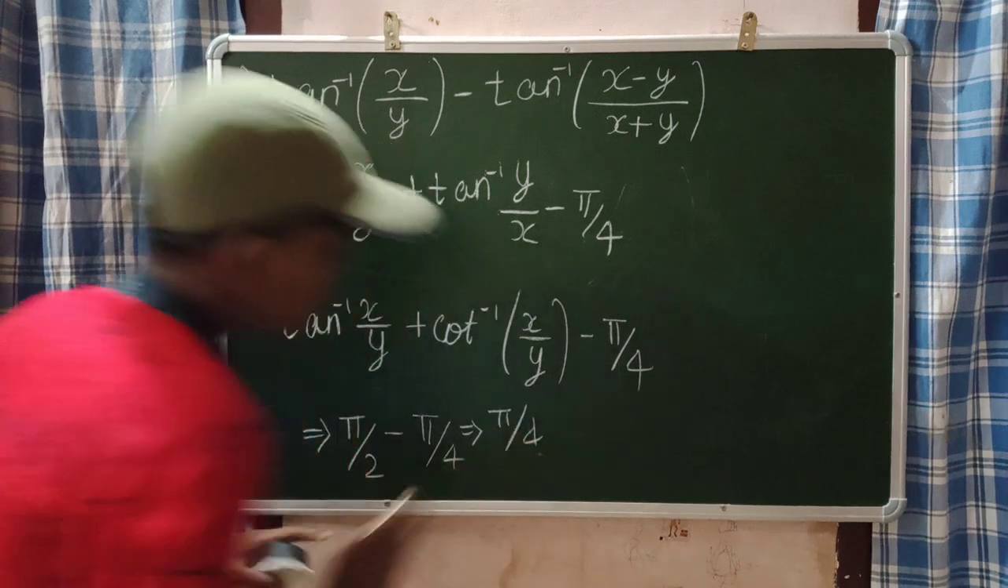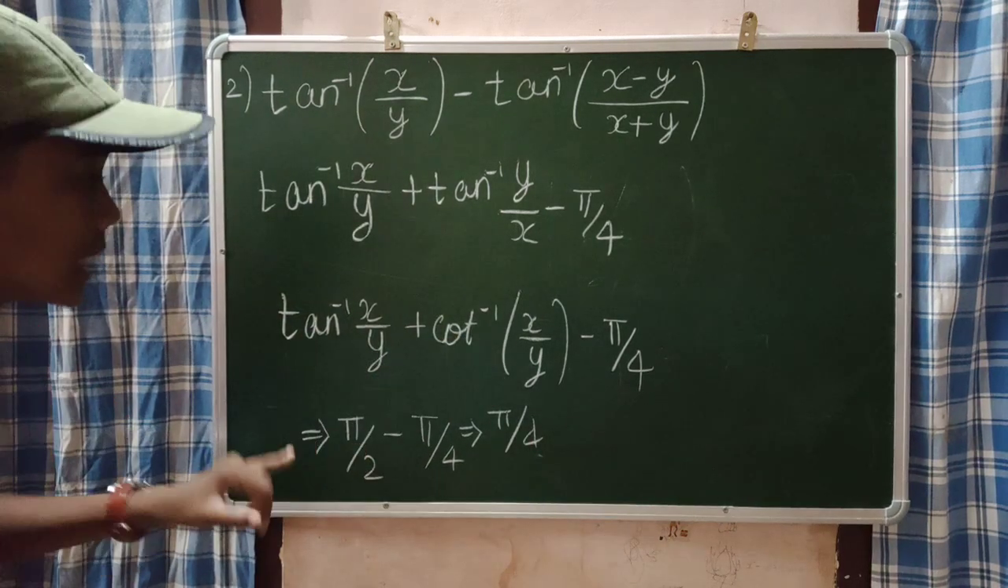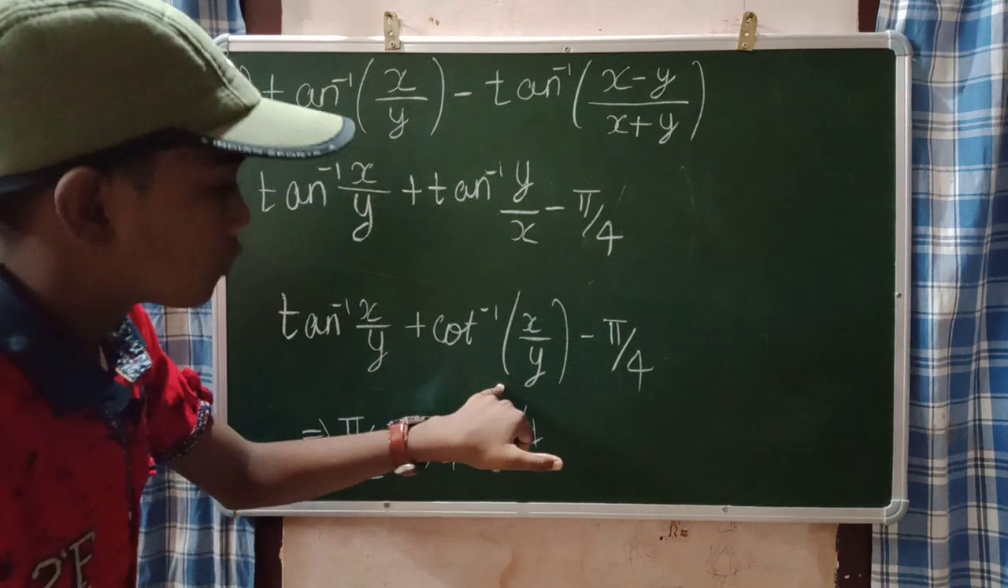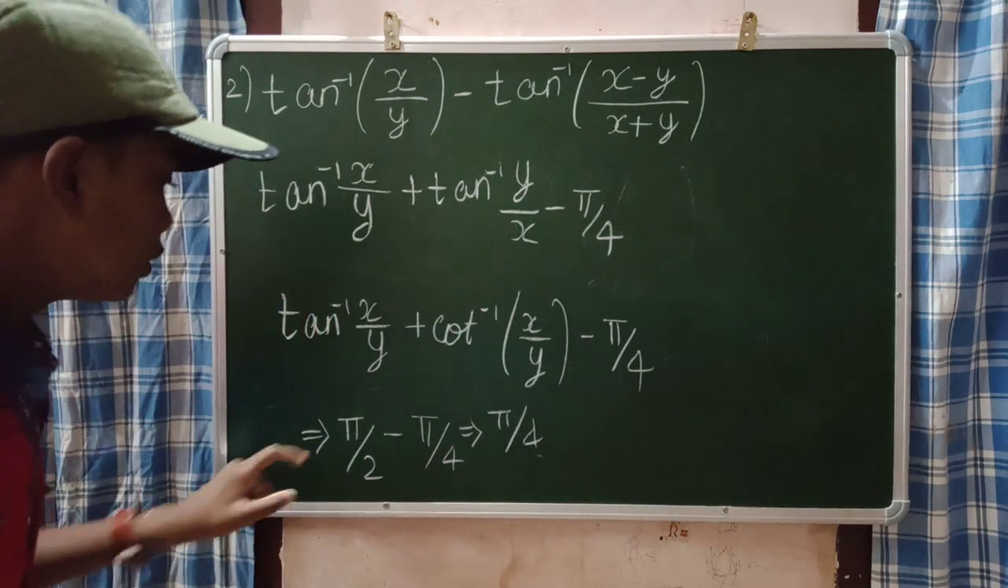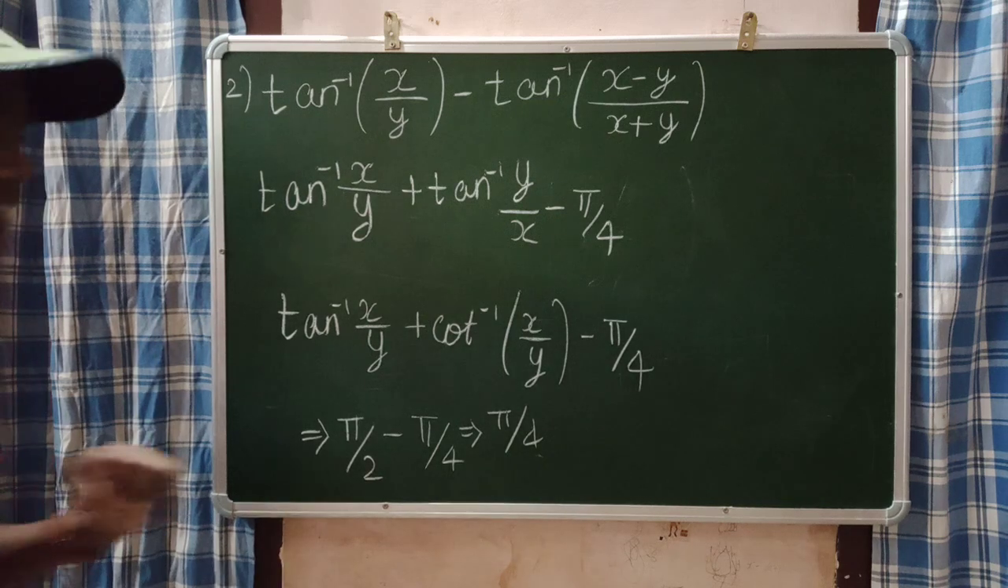That's all. So this inside value is the same for both the terms, which shows tan inverse of x plus cot inverse of x. That is also an important formula. So pi by 2 minus pi by 4 will be pi by 4. So that's all guys, the answer is pi by 4.